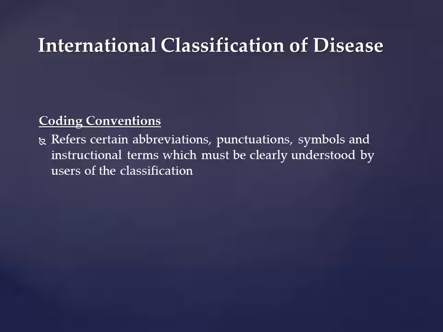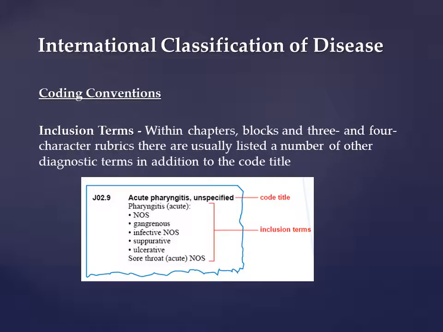The next part of this report is the coding convention. Usually, for volume 1, we will encounter different coding conventions, which are certain abbreviations, punctuations, symbols, and instructional terms to aid the users to correctly classify a disease or diagnosis. The first is the inclusion terms. These may also be found at the chapter and block levels.